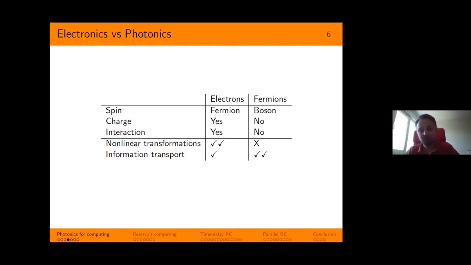Therefore, they are perfect for communication, and this is something that we experience in everyday life with fiber optics communication. But it's also a problem when we want them to interact, because actually they don't interact at all. And to induce any interaction, we actually need a physical medium as a mediator to introduce interactions between photons.